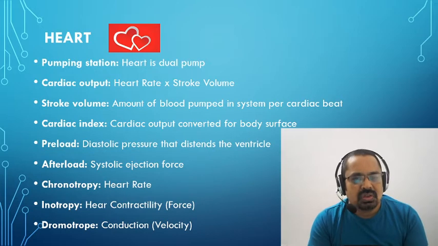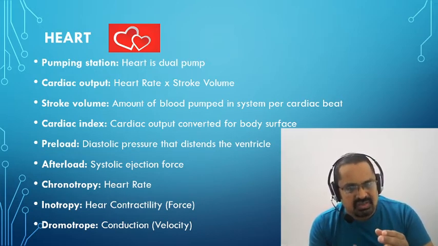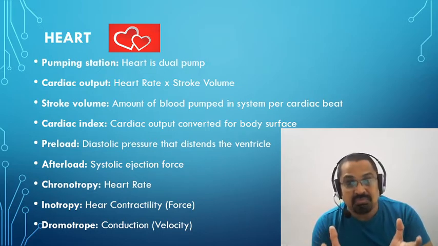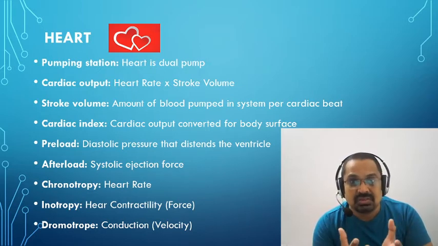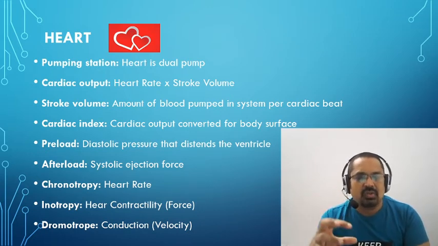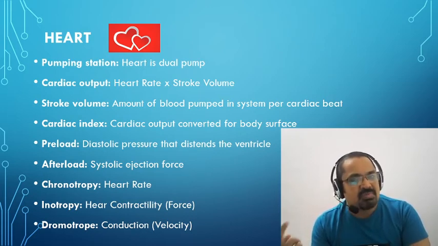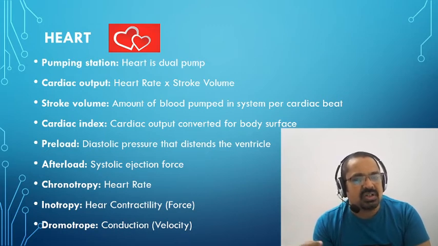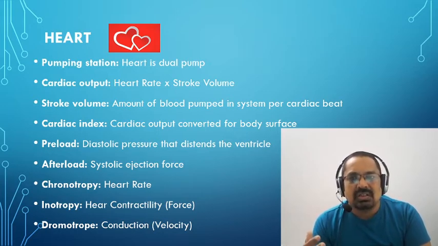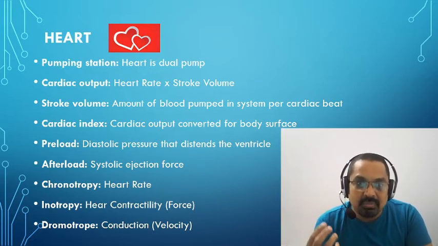So the various parameters related to the heart: the heart is working as a pump, and it is a dual pump. We have already seen that one part works for the pulmonary system and another part works for the systemic circulation. The very first parameter related to the heart is cardiac output. Cardiac output means how much blood is given by the heart in 1 minute.